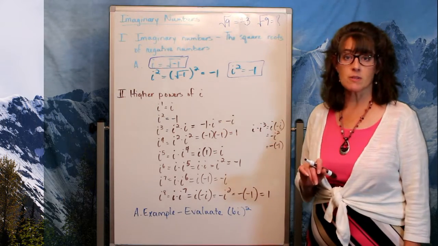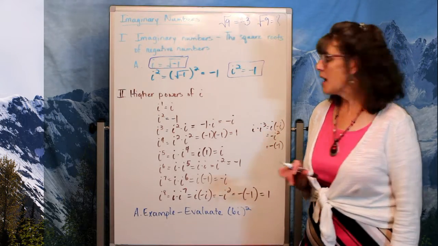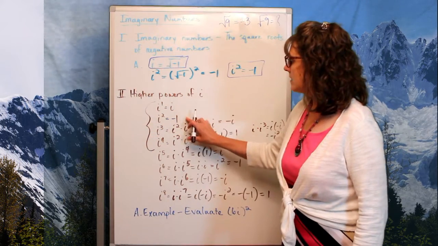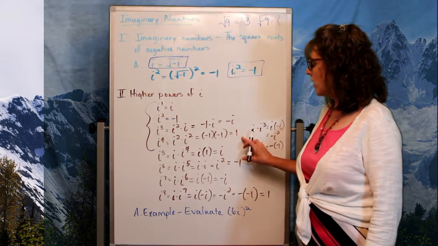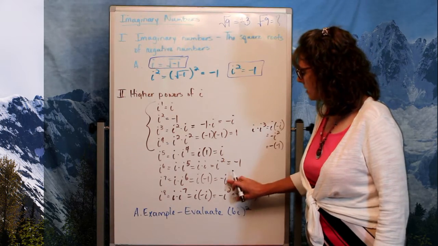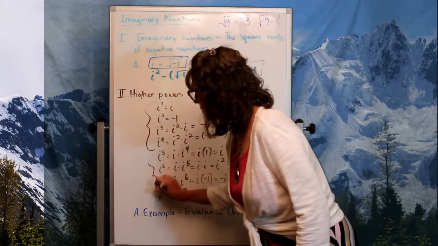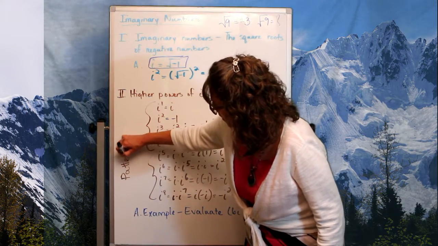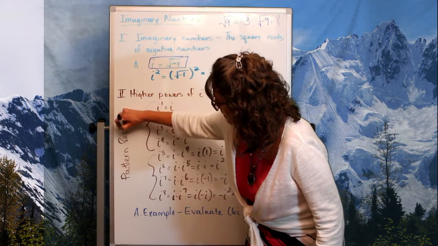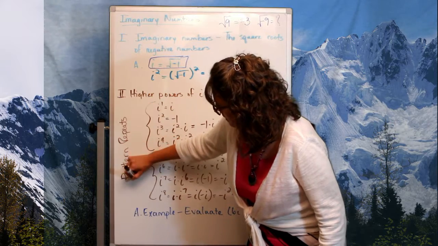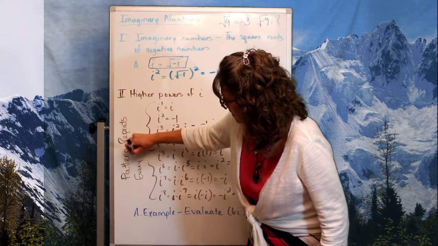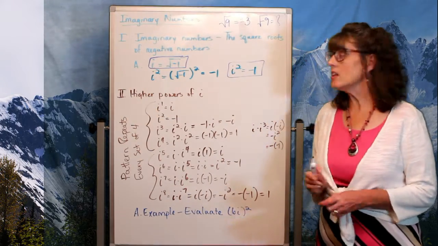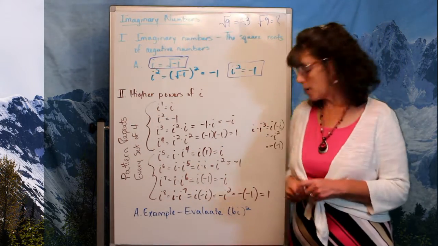What do you notice? Yes, we've got a set of 4 here. i, negative 1, negative i, 1. i, negative 1, negative i, 1. And you're absolutely right. The pattern repeats every set of 4. And this allows us to simplify higher powers of i.